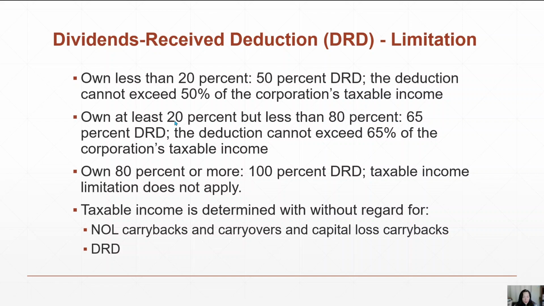And once the ownership percentage increases to the next bracket, between 20% and 80%, the corporation will get more dividend received deduction. And once the ownership reaches 80% or more, the 100% dividend received deduction will be applied, and the taxable income limitation will not apply in that particular case. And the taxable income is determined without regard for the NOL carrybacks and carryovers and the capital loss carrybacks.